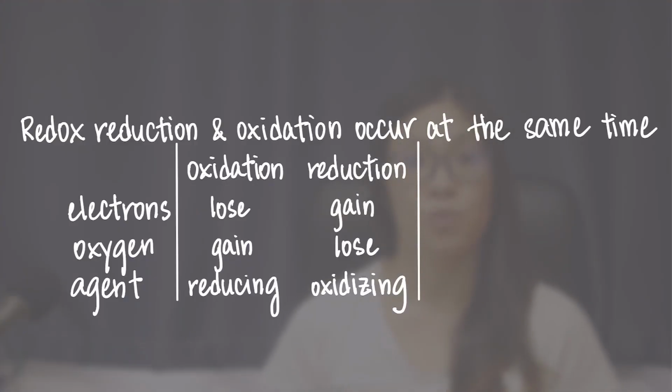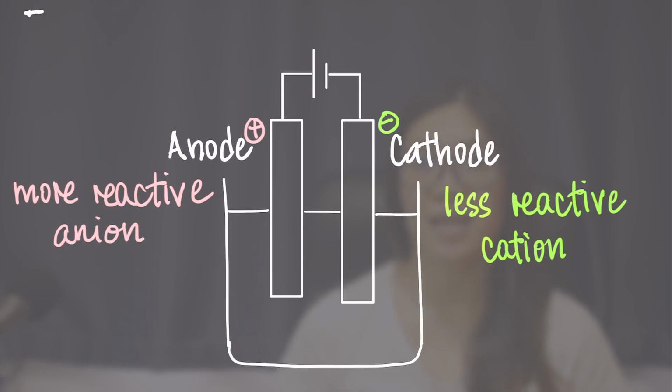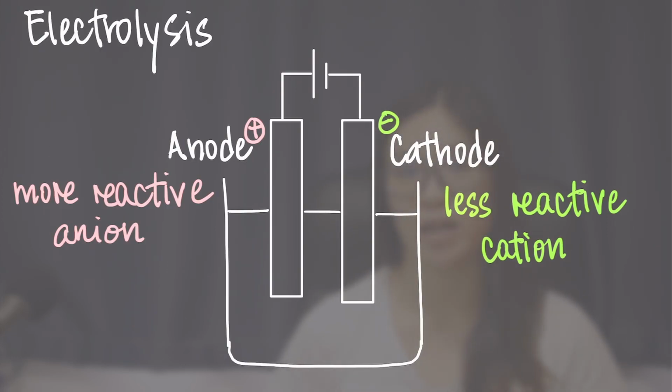In summary, redox reactions occur when oxidation and reduction occur at the same time. To determine whether a substance has undergone oxidation or reduction, we need to see whether or not it has gained or lost electrons, gained or lost oxygen, or are classified as reducing agents or oxidizing agents. Last, electrolysis is an experiment that makes use of these redox reactions.